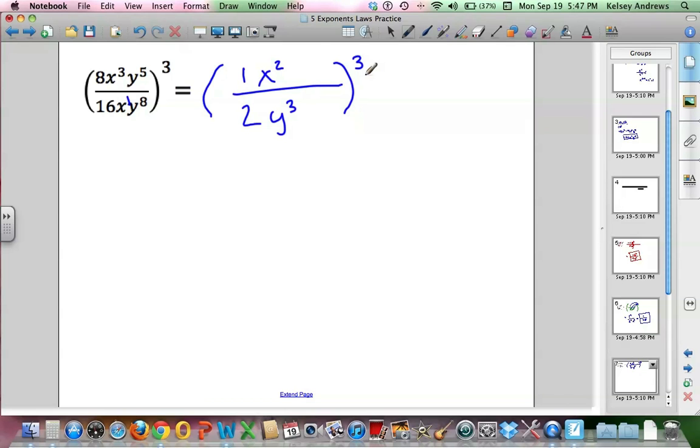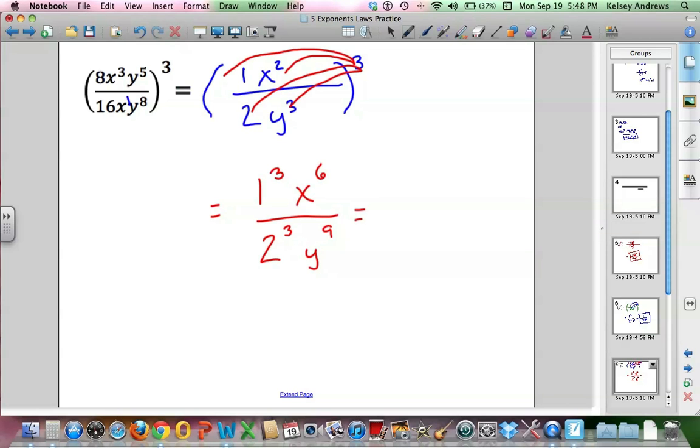Now we can go through and share that exponent with everything that's inside. Our little spider web here, there we go. 1 to the third power and x to the 6th because we're multiplying 2 times 3. 2 to the third power and y to the 9th because we're multiplying 3 times 3. We still want to go through and multiply out our numerical values to see if we can reduce our fraction. So 1 to the third power means 1 times 1 times 1, which is still giving us just 1, x to the 6th. And 2 to the third power, remember, it doesn't mean 2 times 3, it means 2 times itself 3 times. So we need 2 times 2 times 2, which gives us 8, y to the 9th.